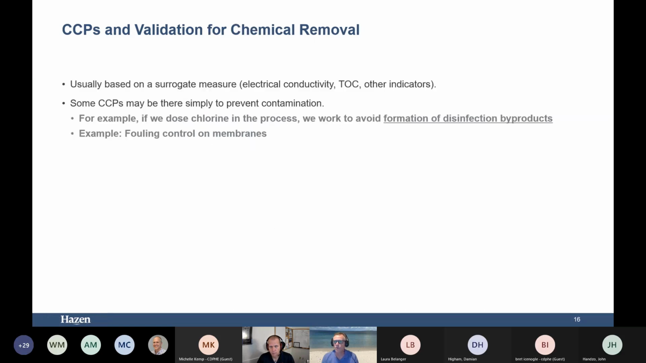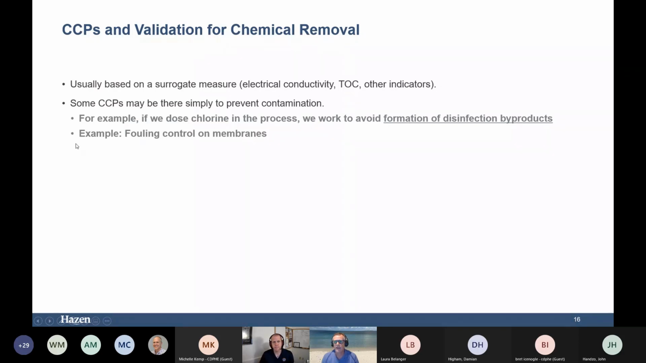Chemical control and chemical removal, that's usually based on a surrogate measure. Things like electrical conductivity or TOC or UV254 or other indicators that we may use across our treatment process. So that's the critical control point monitor might use some of those.